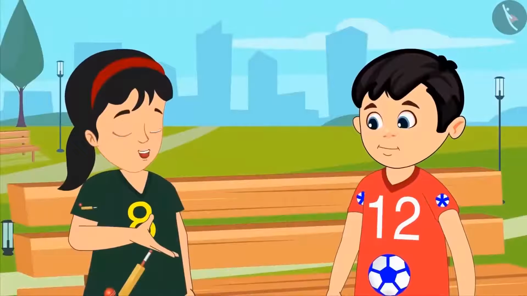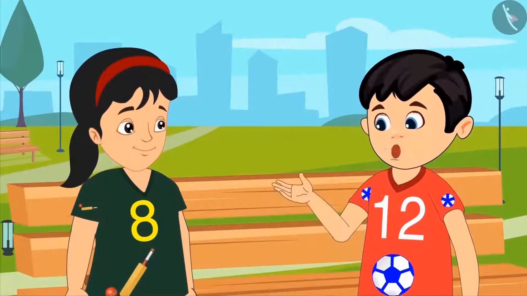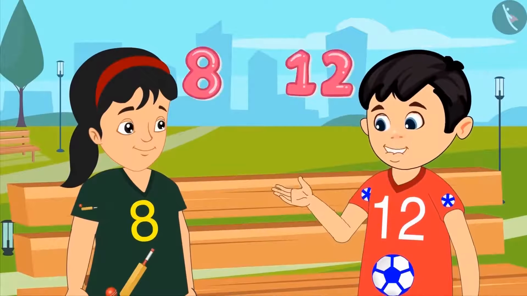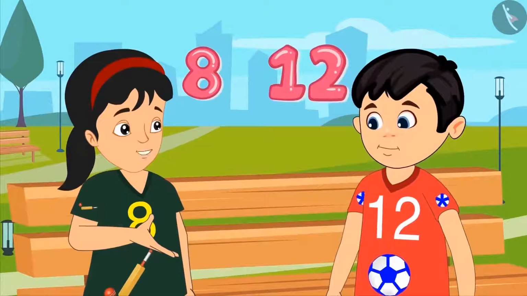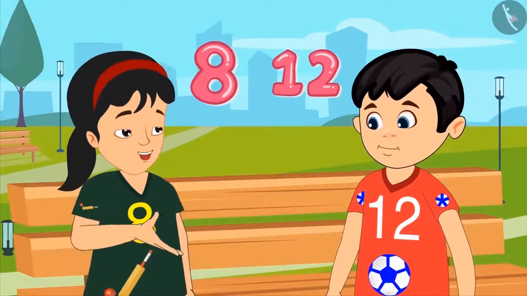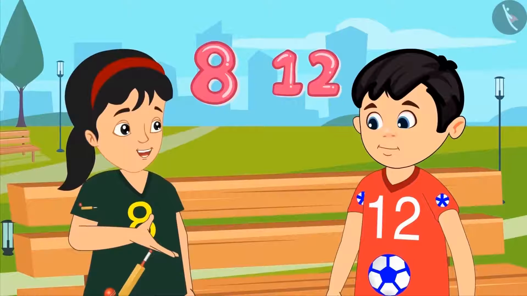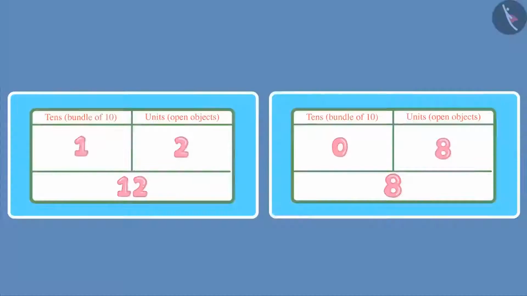The number written on my t-shirt is greater than the number on yours. Really? But how is 8 greater than 12? Come on, Chotu. 12 has 1 and 2 in it. And 8 is greater than these two. So 8 is greater than 12. But Pinky, 12 has 1 ten and 2 ones. And 8 has only 8 ones and not a single ten.